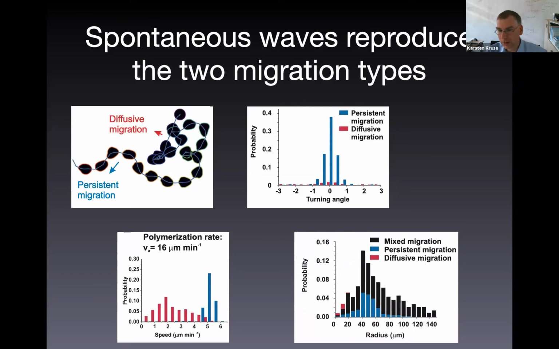And here, another thing that I would like to show you is the radius of curvature of the trajectories. And again, here we find that the radius of curvature in the persistent migration phase is about 50 micrometers. For the diffusive migration, we could determine only very, very few radii, and they're very small. So this is why you see almost no red in here. And then there are these mixed migration patterns that we can safely neglect here.